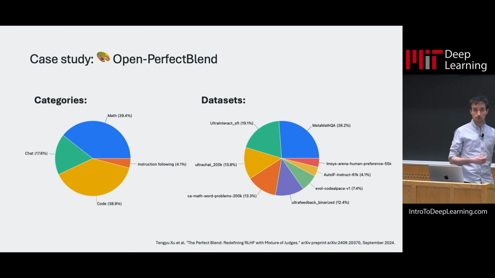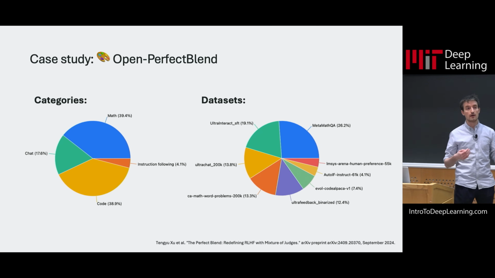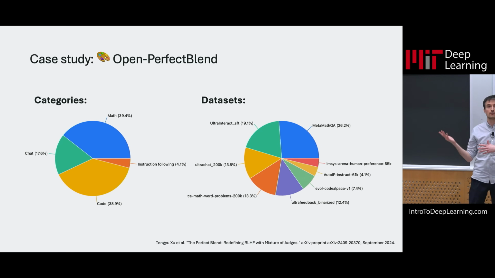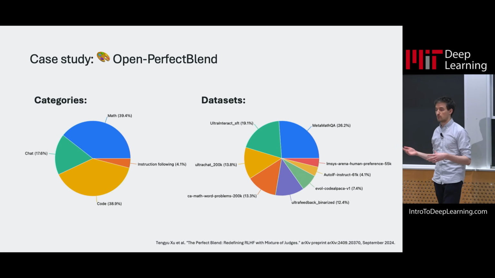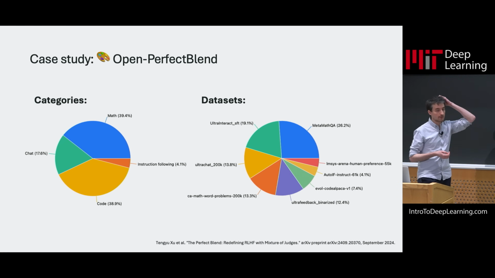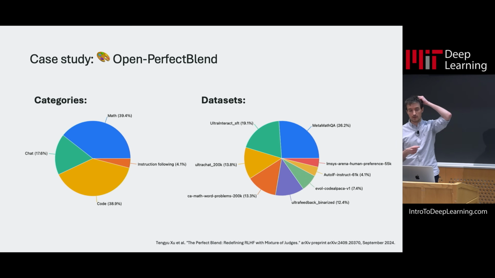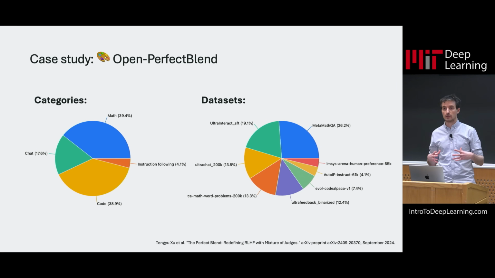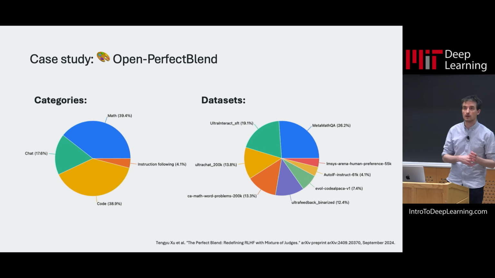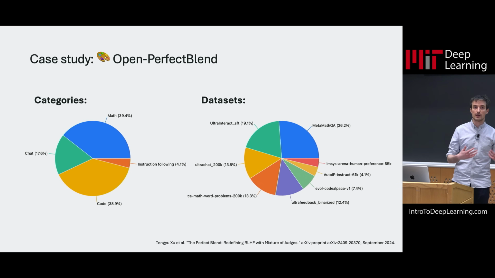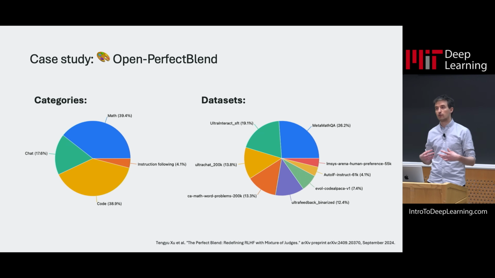Here you have a lot of math, a lot of code, and also a bit of chat data, plus the instruction following datasets that we talked about. And you can also see on the right a breakdown with all the individual datasets that compose this Open Perfect Blend dataset. So here we're talking about general purpose fine-tuning. We want a model that is able to do a lot of stuff. And this is the kind of mixture, this is the kind of proportions that you are targeting in this case.